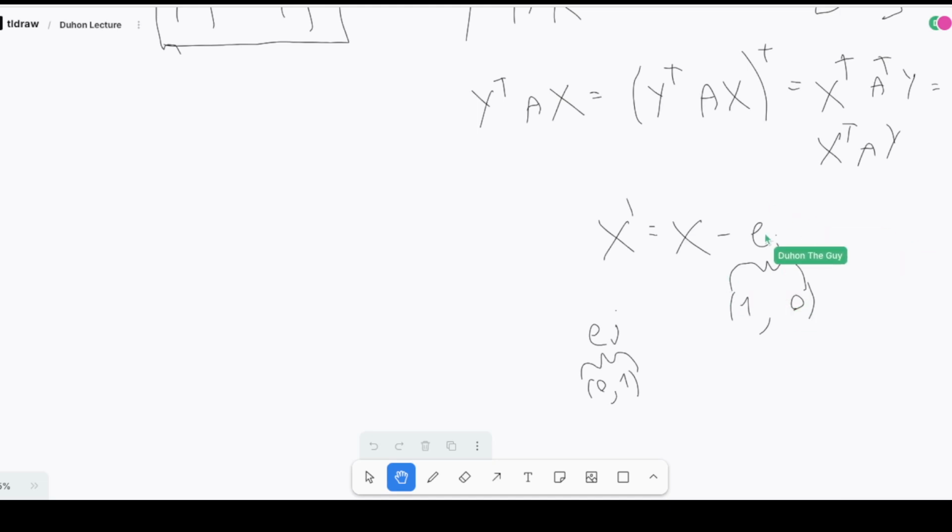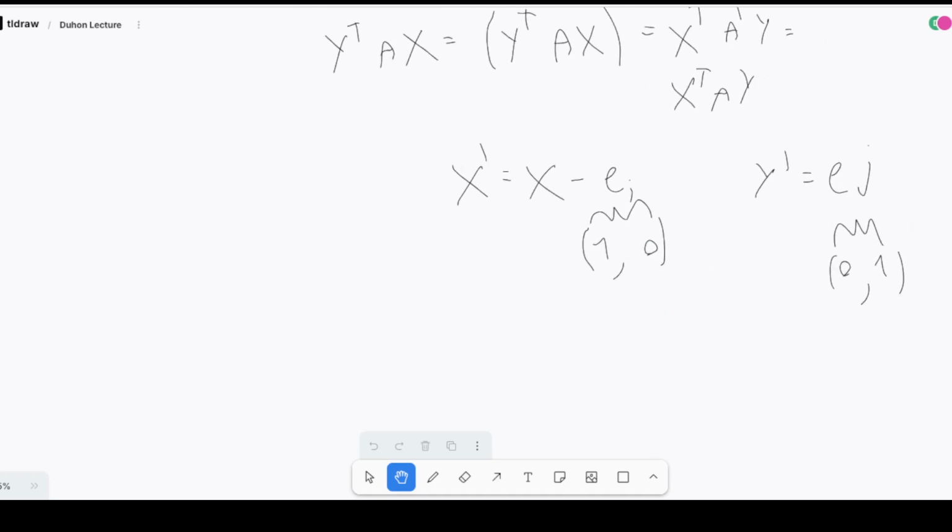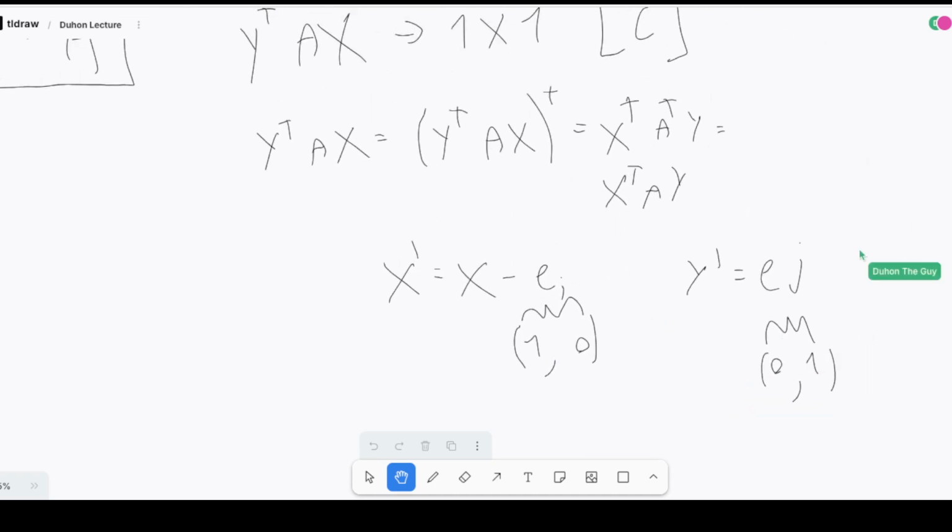So x' is going to be equal to x, which we have before, minus e_i, and then y' is going to be equal to e_j, which itself is going to be... wait, no, I think I deleted this by accident. It's going to be (0, 1). Okay, all good here, right? Okay, no questions.